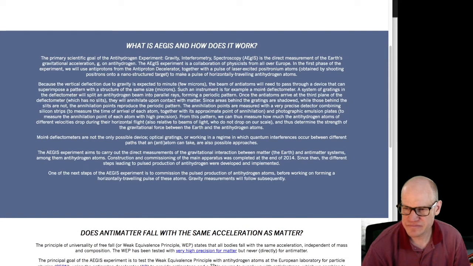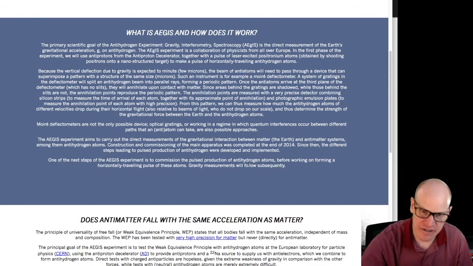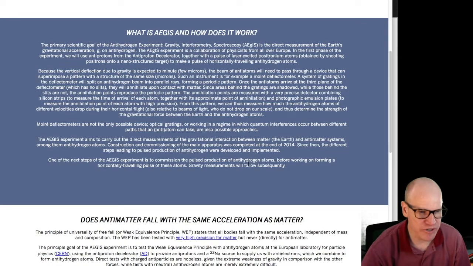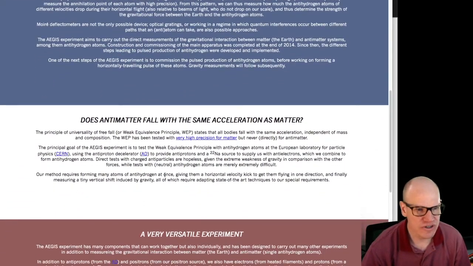effect of Earth's gravity on antimatter and compare it to Earth's gravity on regular matter. Does antimatter fall with the same acceleration as matter? So the principle of universal free fall, or the weak equivalence principle, states that all bodies fall with the same acceleration independent of mass and composition.